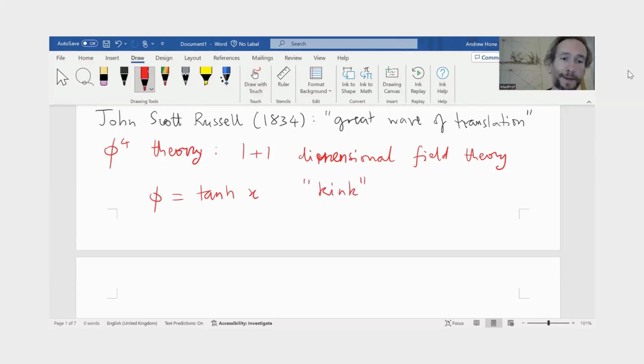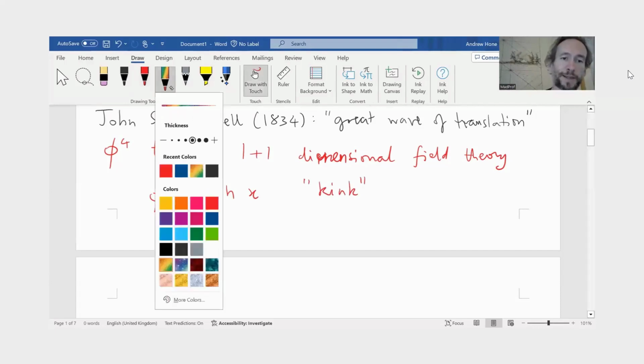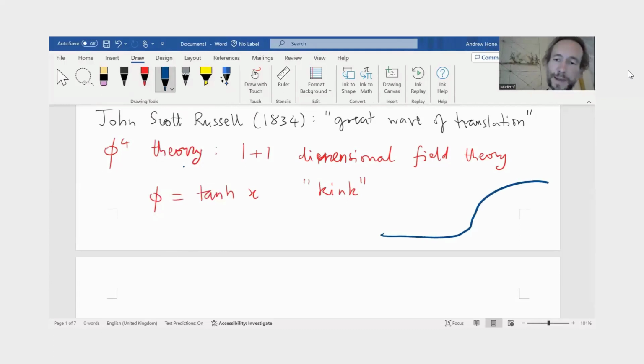And the shape of the kink is this kind of shape. So it's the tanh function, which goes between the values phi equals -1 and phi equals +1. Those are the two asymptotes of that graph.